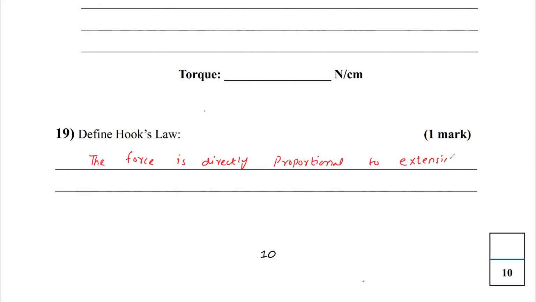Extension of the spring. That is, F is directly proportional to X, or F is equal to Kx. Here F is the force and K is the spring constant. So we have to know about it. So this is the simplest definition.